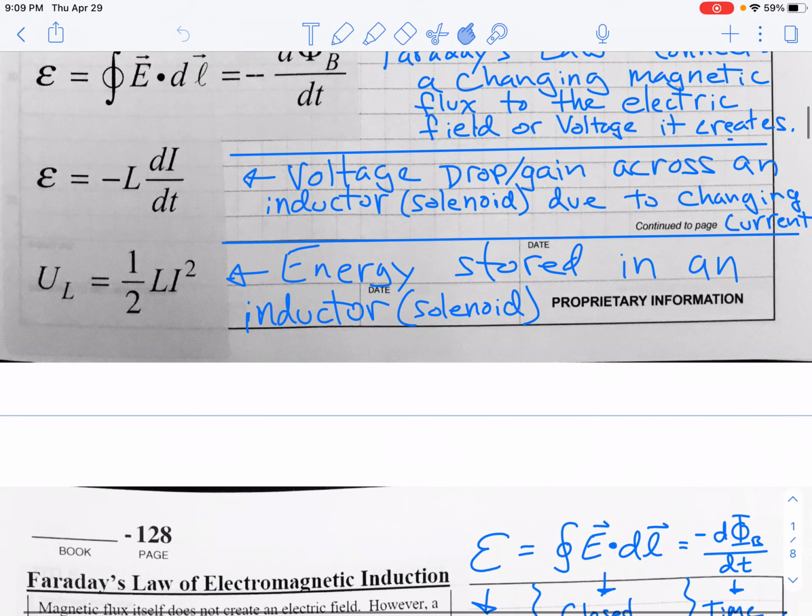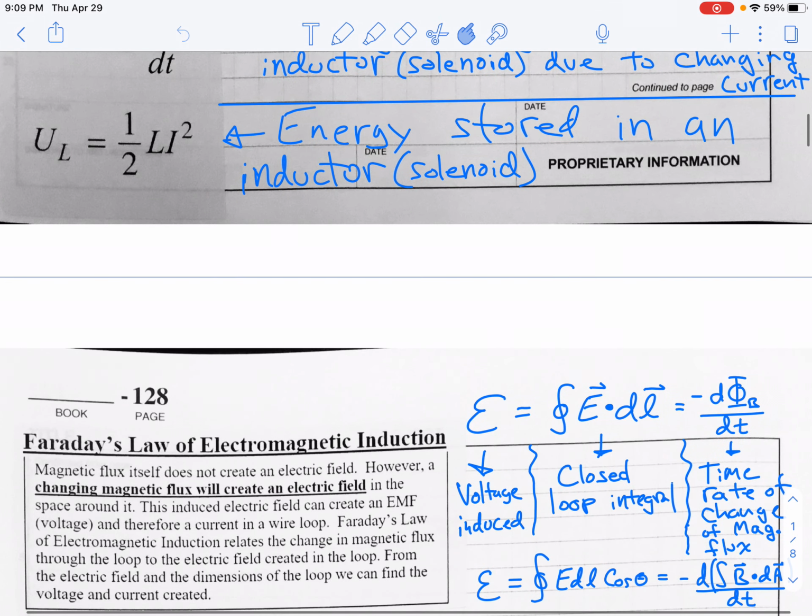On the next page, Faraday's law. Magnetic flux itself does not create an electric field, but when that magnetic flux changes, it will create an electric field. The electric field goes around a distance, which creates a voltage, and if there was a wire there, it would create a current in it. Faraday's law relates the change in magnetic flux through a surface to the electric field that's created around the edge of the surface. And anytime you have a changing magnetic flux, it will create an electric field.